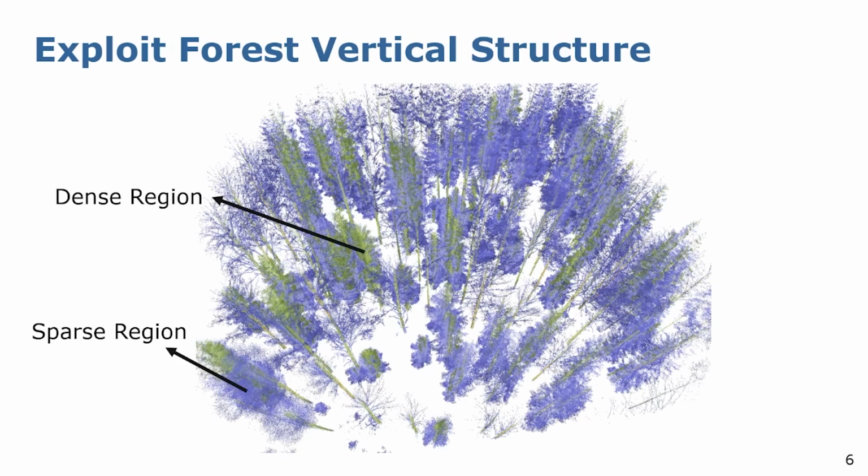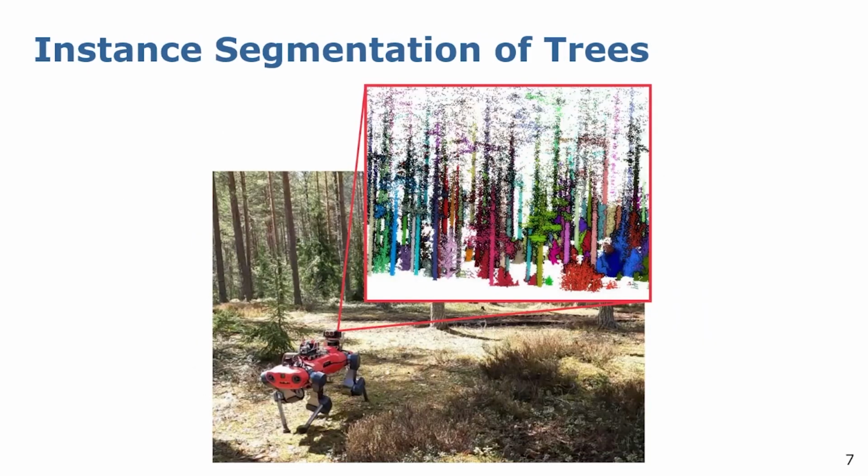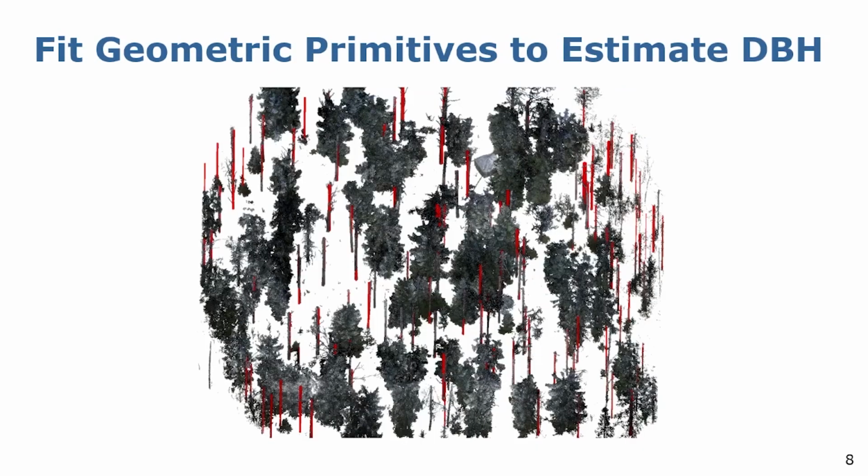And then, using this idea, the results of our segmentation approach are shown here in data collected with a Velodyne sensor equipped on the ANYmal robotic platform. And once we have such an instance segmentation of trees, we can then process each tree instance by instance by fitting geometric primitives to them and then estimating the traits that we are interested in, in our case the DBH.